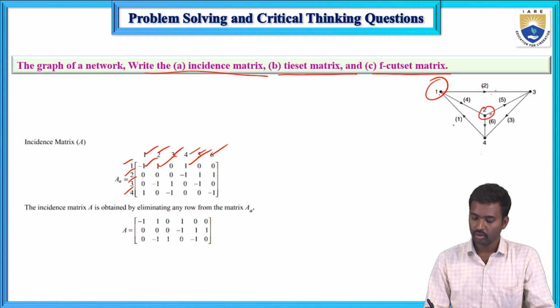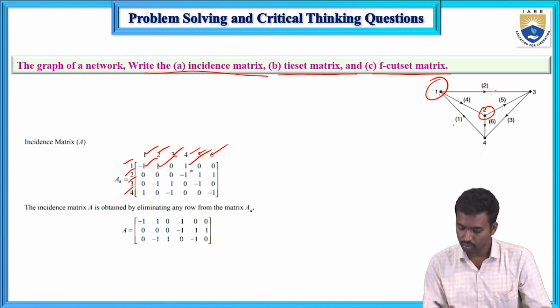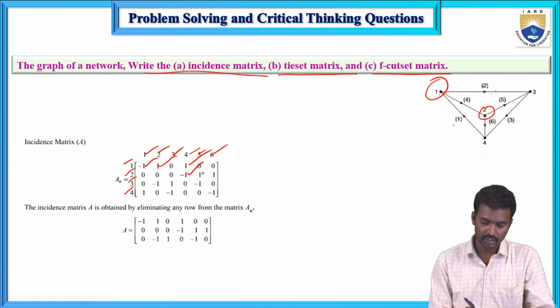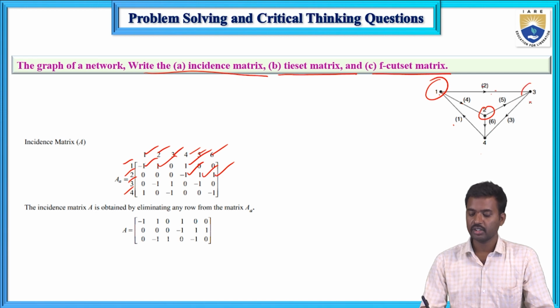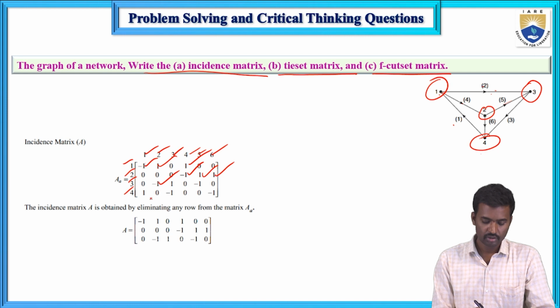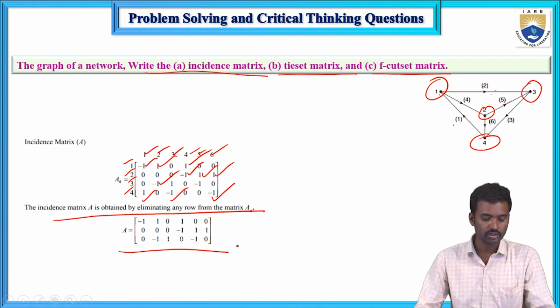And next, for the second node, 4, 5, 6: 4th is entering, that is minus, and 5, 6 are leaving. And next, the third node: 2 is entering, minus, and 5 is entering, minus, and 3 is leaving, plus. And for the last node, 1 is leaving, so plus 1, and 6 is entering, minus, and 3 is entering, minus. So this is the reduced incident matrix if you neglect the last row.